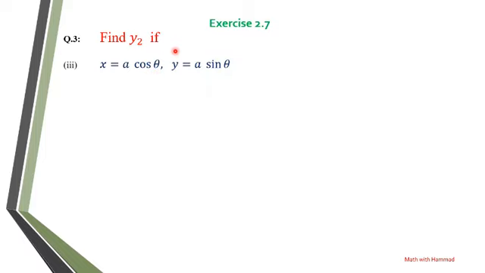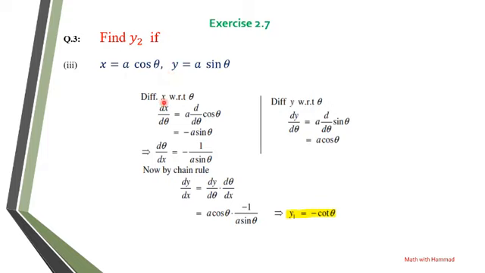Then we will use chain rule for the first derivative. Differentiate x with respect to theta. Why? Because here theta is the independent variable and x is the dependent variable. The derivative of cos theta is minus sin theta, and d theta by dx is minus 1 over a sin theta. Why? Because we have to use chain rule, and the value of chain rule will be dy by dx is equal to dy by d theta into d theta by dx. dy in the numerator, dx in the denominator, and cross is d theta, and the value of d theta by dx is minus 1 over a sin theta.